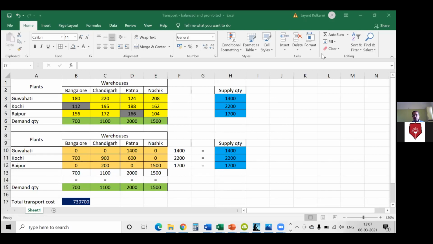Excellent. So now we are coming back to the prohibited part of it. As you can see, Kochi to Bangalore is prohibited and Raipur to Patna is prohibited. Okay, that means we have to ensure that our solution does not select these two routes.